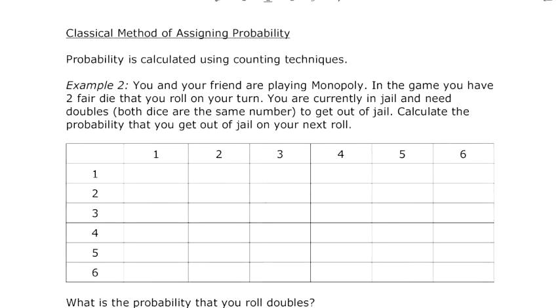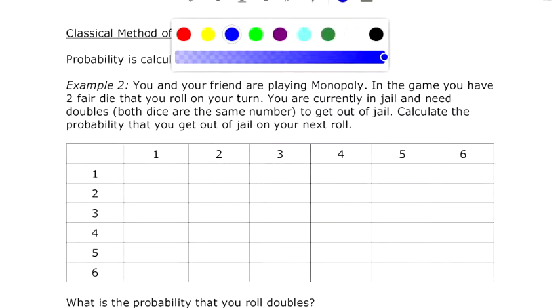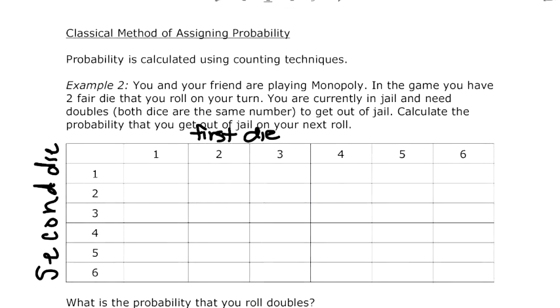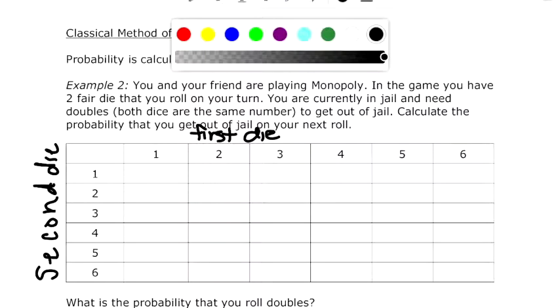In this game, you have landed in jail, and you need to get doubles in order to get out of jail. So we're going to calculate the probability that you get out of jail, or you get doubles, on your very next roll. What I've set up here is a table of values. The top row of numbers represents the value of the first die, and the first column represents the value of the second die that you roll. We're going to list out all the different combinations that we can get when we roll 2 die.